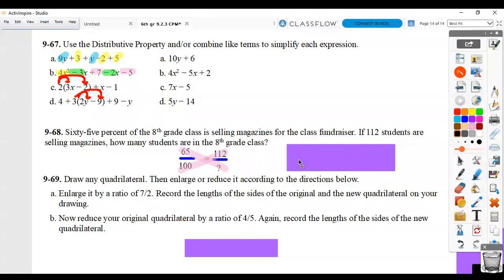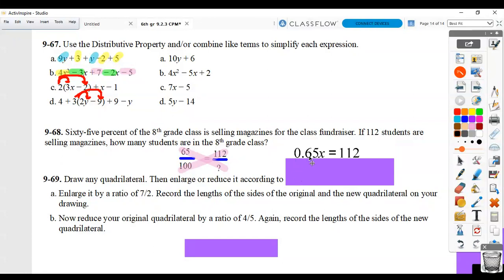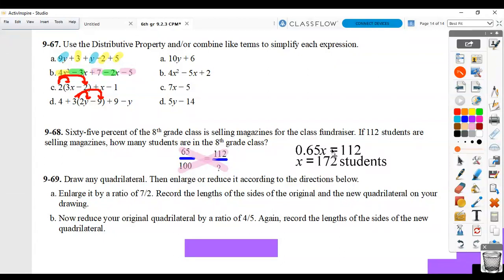The other way you could do it is to say to yourself, 65% of the students in the 8th grade class is the same as 112 students. Well, 65% of the students in the class would be 0.65. Of means multiply, and we don't know how many students are in the class. So x is referring to the number of students in the class, and 65% of that amount is the same as 112 students. So again, we should see the work that you're dividing both sides by 65 hundredths. Final answer in both cases is 172 students. So you could use this method or this method, but make sure you show some additional work for either of them.